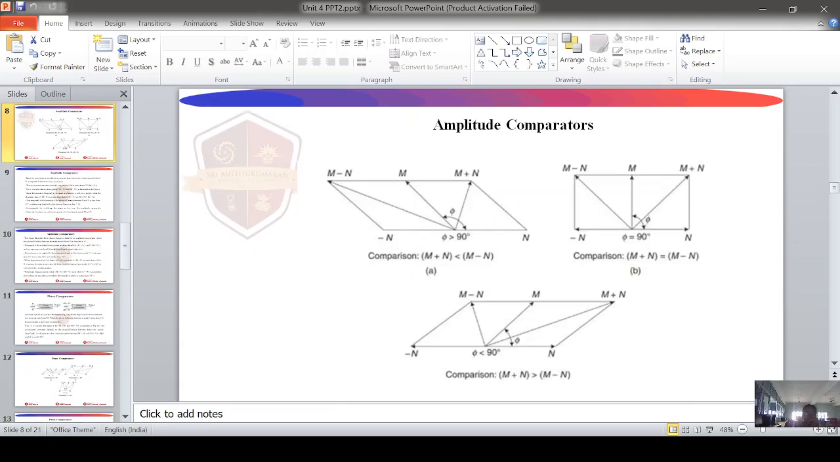The phasor diagram explanation shows different phase angles between the signals. When the phase angle is less than 90 degrees, the relay operates. If the angle is equal to or greater than 90 degrees, it does not operate. This confirms the comparator working principle.